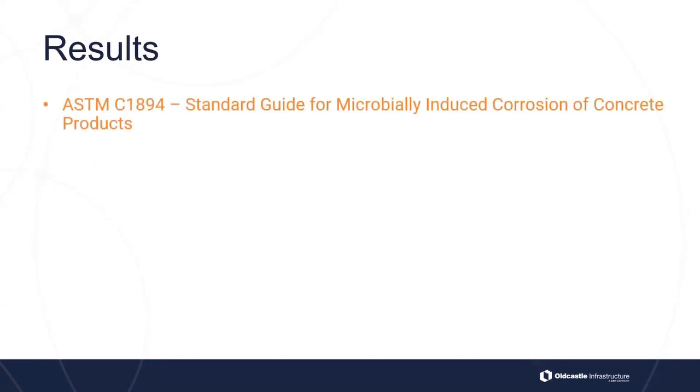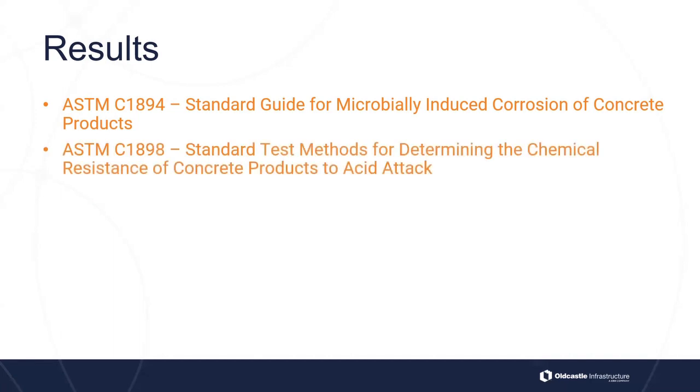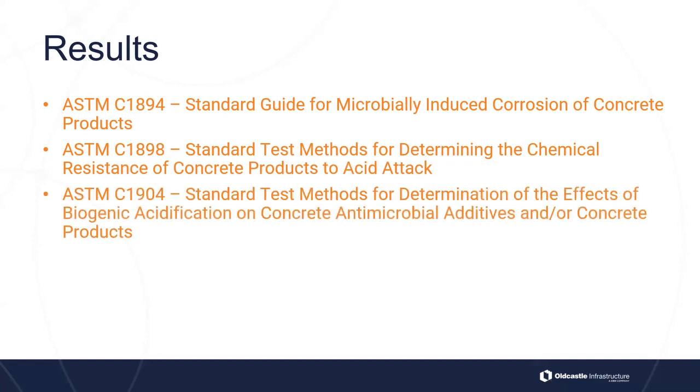So the results were ASTM C1894, Standard Guide for Microbial Induced Corrosion of Concrete Products, ASTM C1898, Standard Test Methods for Determining the Chemical Resistance of Concrete Products to Acid Attack, and ASTM C1904, Standard Test Methods for Determination of the Effects of Biogenic Acidification on Concrete Antimicrobial Additives and or Concrete Products. Whew. That is a mouthful.